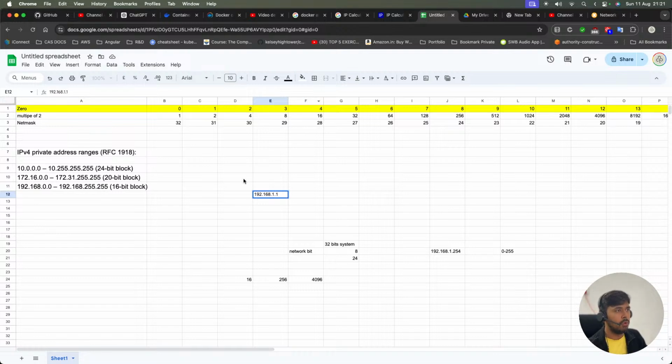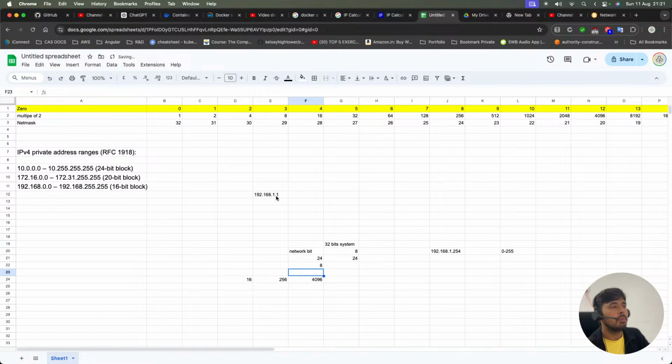consider this first is an 8 block, second dot is an 8 block, third is an 8 block, and the last one is an 8 block. So for each dot there is a separation. Now this together makes 32 bits of IP address. So now we consider 24 as network bits and 8 as host bits.